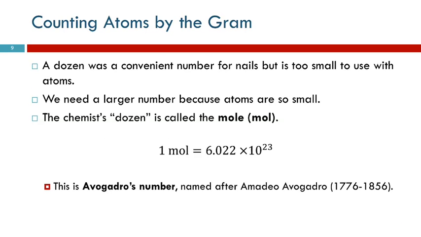So dozen was really convenient for the nails, right? And it's convenient for lots of things in everyday life. But it's too small for atoms because there's just so many of them. And it's too small for some things in everyday life, too. You don't buy a dozen sheets of paper or 5 dozen sheets of paper. What's the unit they use to sell paper? A ream. A ream of paper is 500 sheets of paper.